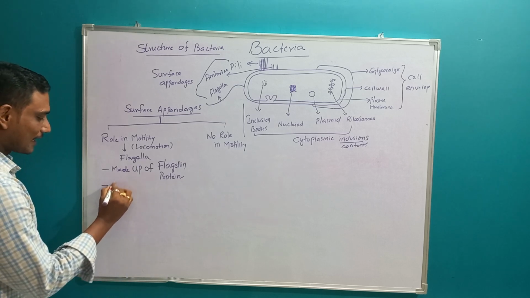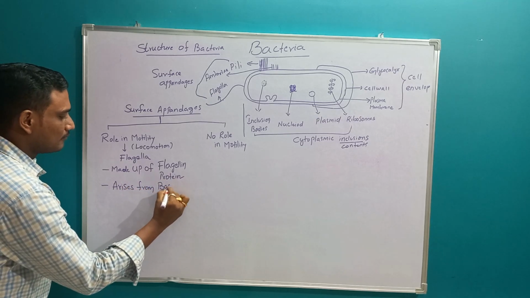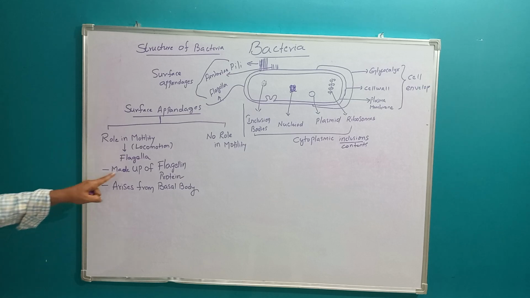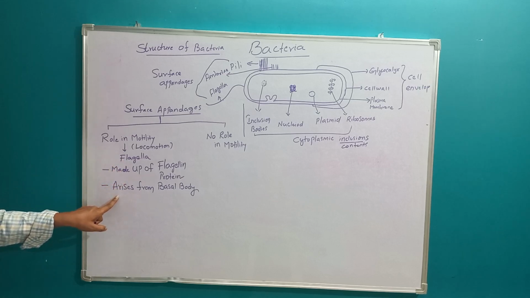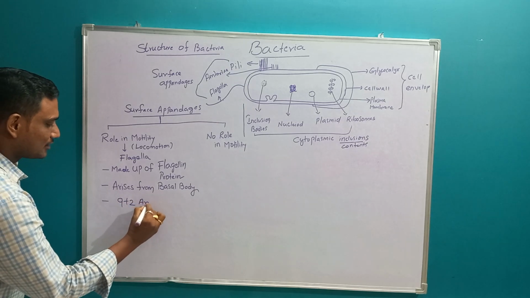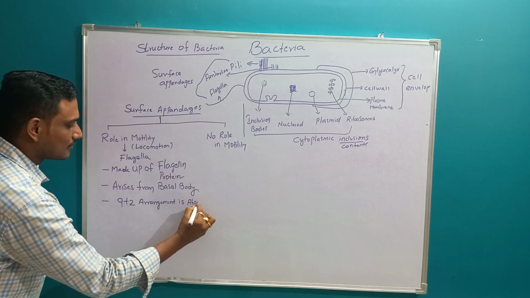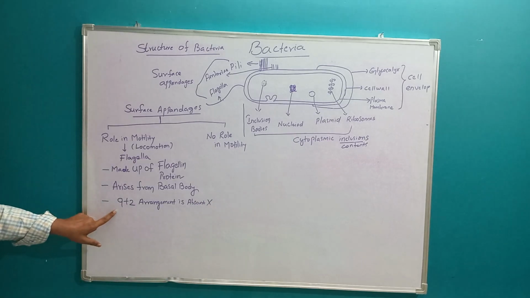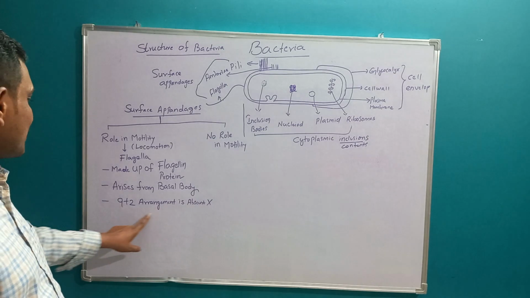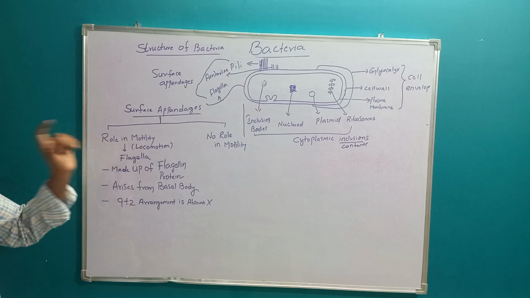The flagella arises from the basal body, and the 9+2 arrangement is absent. So flagella are made up of flagellin protein, arise from the basal body, have no 9+2 arrangement, and mainly help in locomotion.